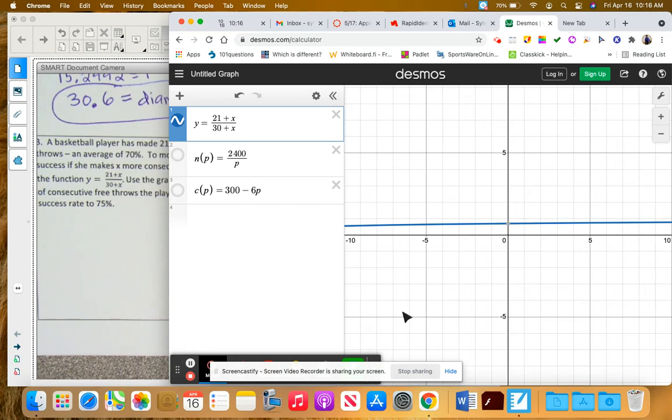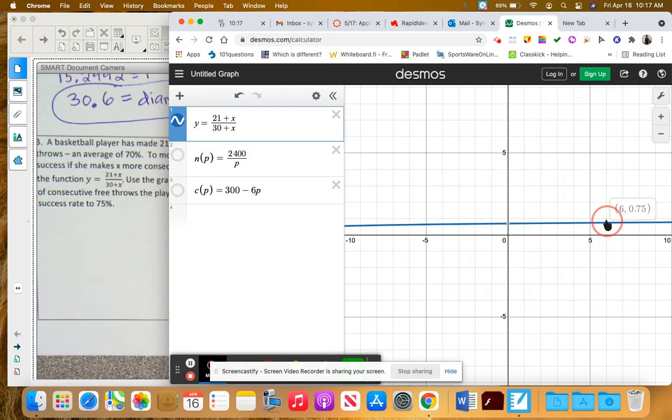So I'm just going to use the trace feature, and I'm going to be looking for 75%. And that's going to be my y coordinate because the x is her attempts, and then the y is going to be her percentage. Okay, so right now I'm at 70% as I travel here. So I'm traveling. I'm at 73%. I'm looking at the y coordinate, 74%, 75 should be coming up, and there it is right there. So 6, and I moved it just a little bit. Okay, there we go. 6 is the x, and 0.75 is what we're looking for.